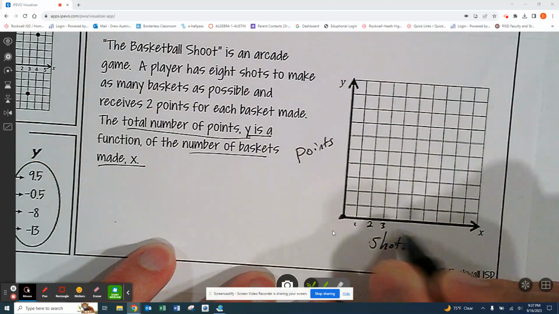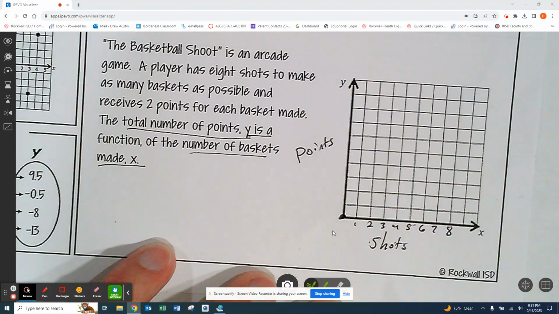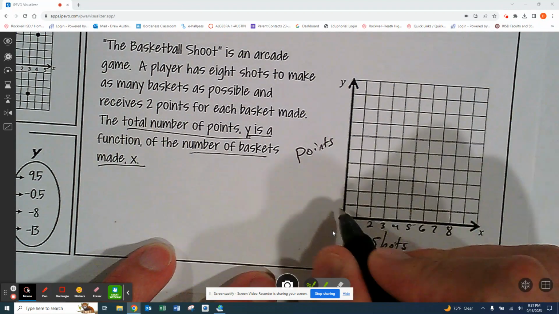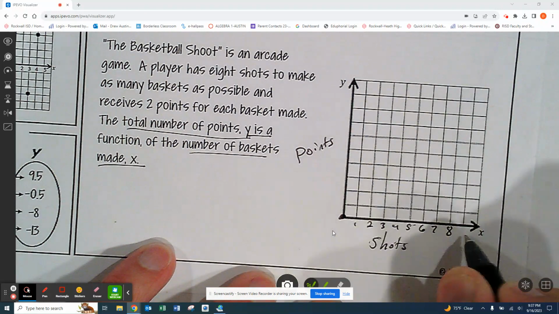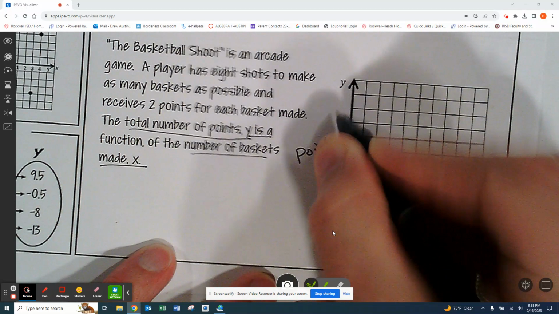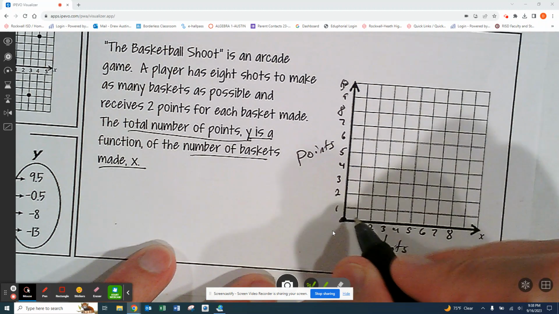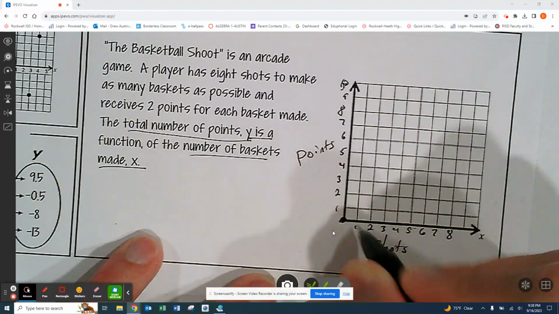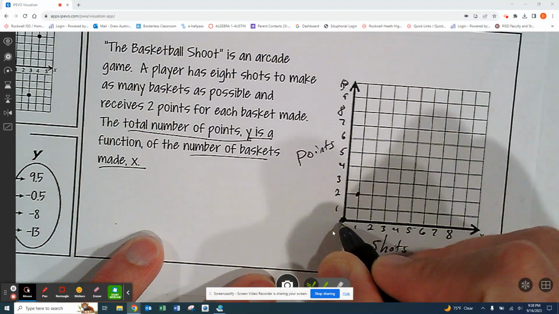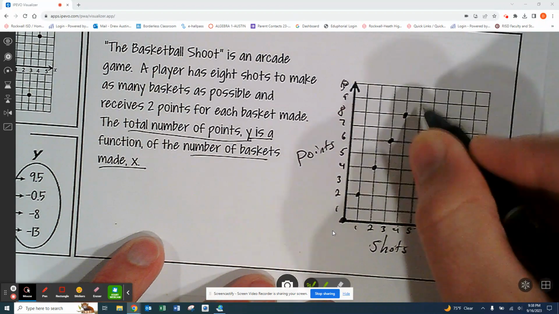It's always a good idea, whenever you are working on any sort of assignment, to make sure that you identify the rate in which your graph is increasing. This one on the bottom, I'm just going to do by ones. Going up, I'm going to do also by ones. So when I graph this, 0, 0, I took 1 shot, I made 1 shot, I made 2 points. If I made 2 shots, it'd be 4 points. If I made 3 shots, it'd be 6 points. 4 shots is 8 points, and 5 shots is 10 points.